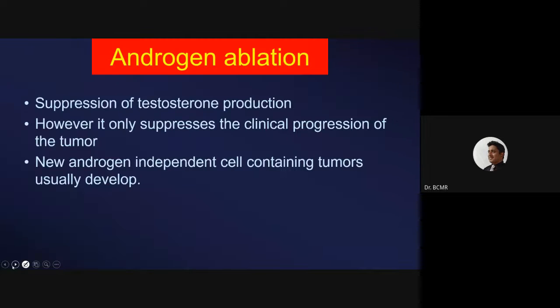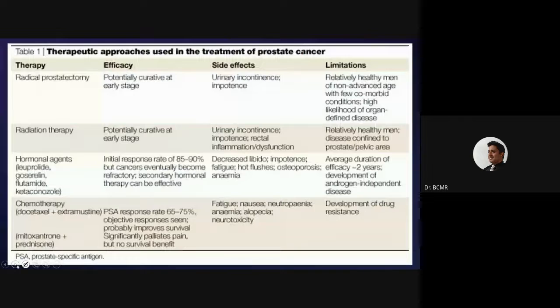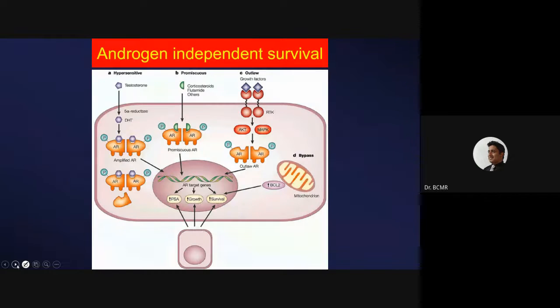We also discussed some of the methods to control prostate cancer. In every cancer, there is a high degree of mutation, and those mutations could affect the androgen receptor. Sometimes you may have amplified androgen receptor overexpression, because of which there will be more and more activation of the target genes. That is the hypersensitive one.